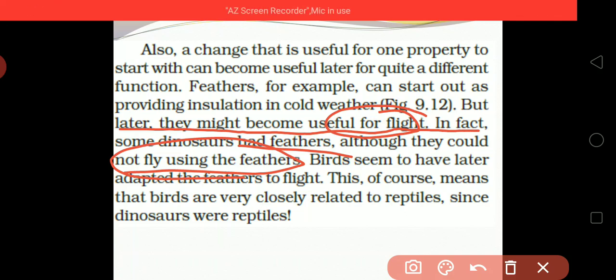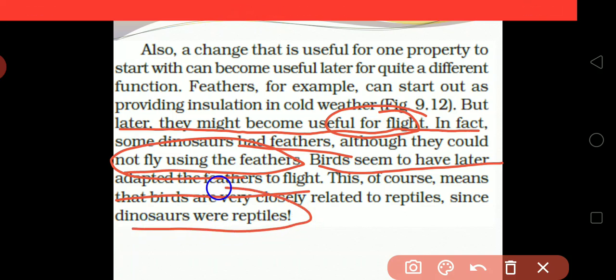Birds seem to have adapted the feather to flight. Here we can see that birds which have feathers use them for flying. That is one of their characteristics. This, of course, means that birds are very closely related to reptiles, since dinosaurs were reptiles. If we compare a dinosaur and a bird, both contain feathers, but the bird can use its feathers for flying, while the dinosaur cannot.